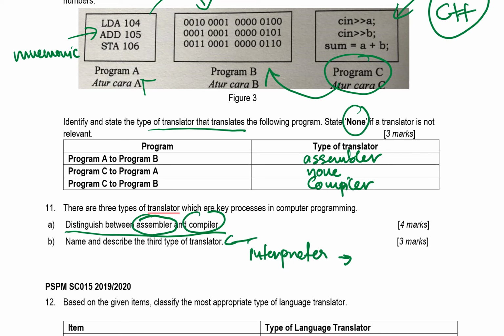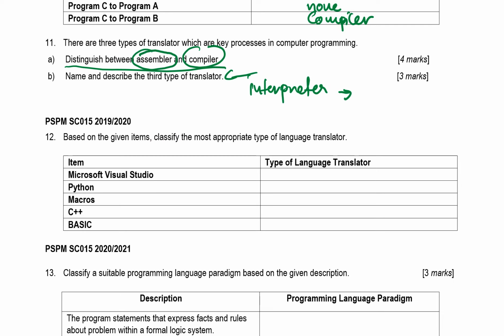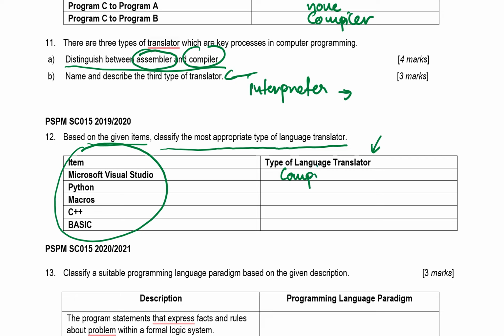Next, question number 12. Based on the given item, classify the most appropriate type of language translator. On your left is the programming language, so you have to identify the type of language translator. The first one is Microsoft Visual Studio. It uses compiler as a translator. How about Python? Python is interpreter.